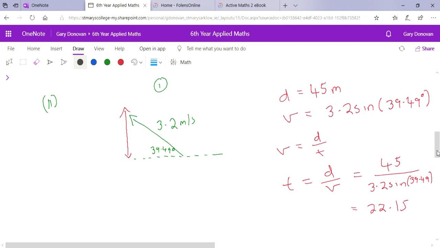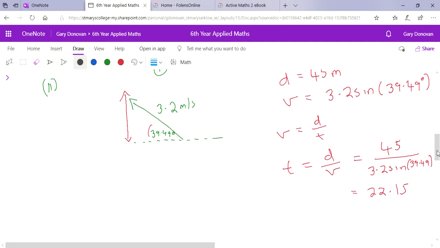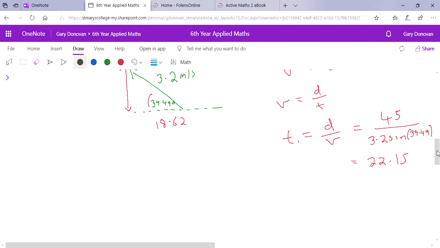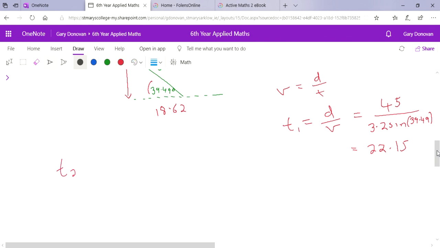For the second angle, I won't draw it out again, but this angle isn't 39.49, it's going to be 18.62, so that's T1. So T2 will be the same vertical distance, which is 45, divided by 3.2 multiplied by sine of 18.62. And that gives you an answer of 44.1 seconds. So there's your two times.